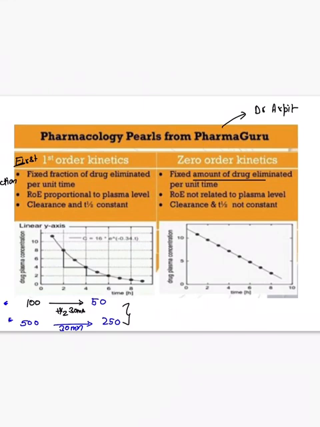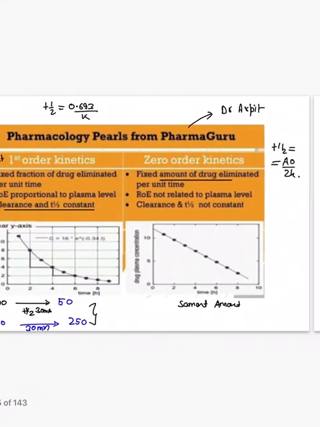In zero order kinetics, the same amount of drug is eliminated. Okay, so this is a straight graph. Here the clearance and t half are constant. The formula for first order, if you can recall, is 0.693 by k, and here the formula is t half is equal to a naught by 2k. Okay, so this is important. So this was your first order and zero order kinetics.